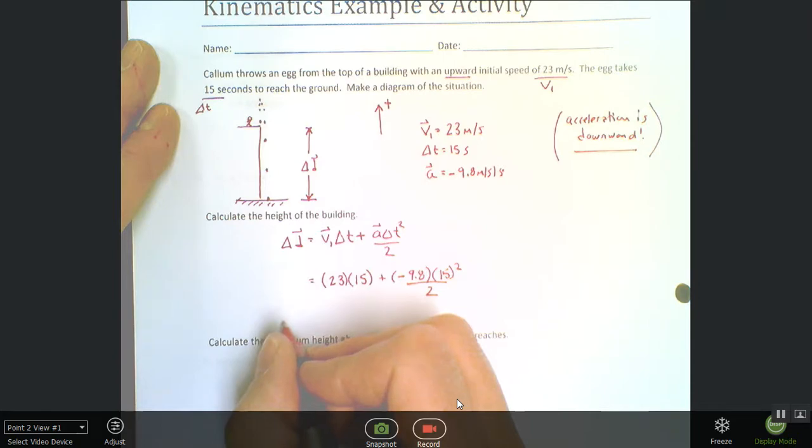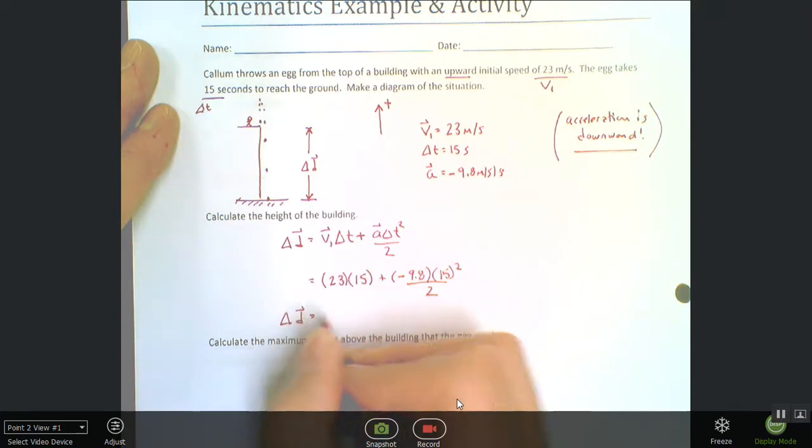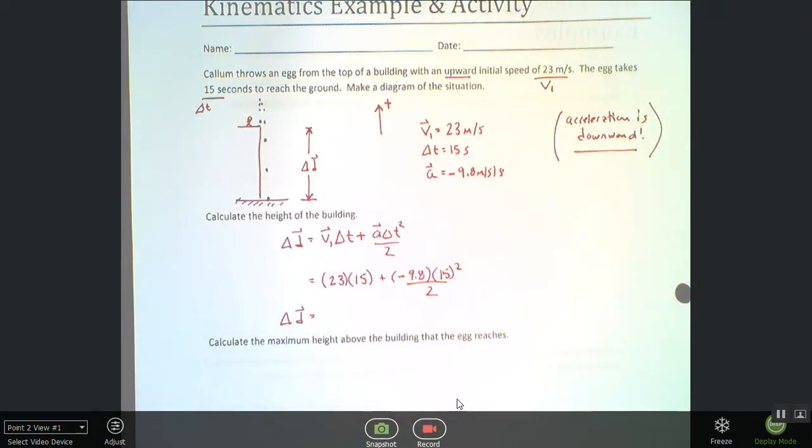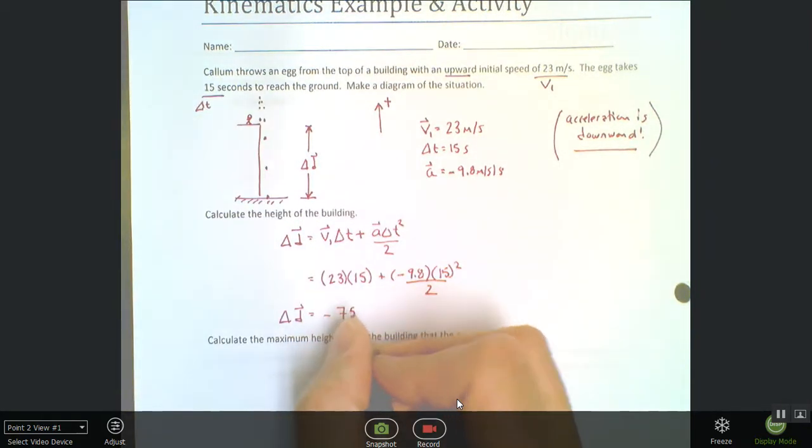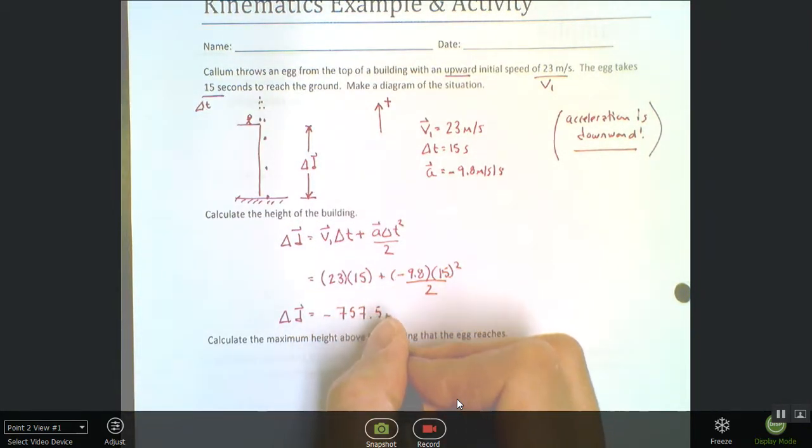Okay. And so the displacement of the egg from time t equals 0 until this 15 seconds is negative 9.8 times 15 squared divided by 2, and then add 23 times 15, and we get negative 757.5 meters.